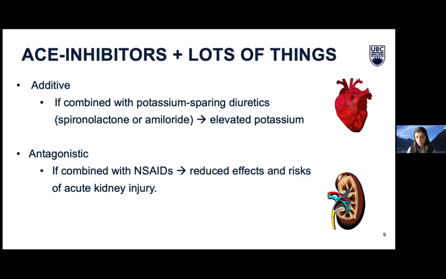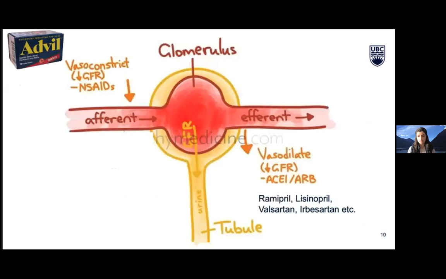On the flip side, so for antagonistic reactions, ACE inhibitors combined with NSAIDs, another NSAID interaction, can potentially cause some issues with reduced effects and risks of acute kidney injury in certain situations. I'll show you how that happens on this slide. So it can be an unfortunately pretty common interaction and can potentially have some pretty serious long-term side effects. So on top of ACE inhibitors, angiotensin II receptor blockers, which is another hypertension medication, can also cause this interaction when combined with NSAIDs.